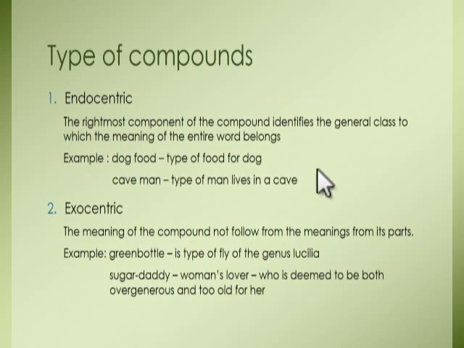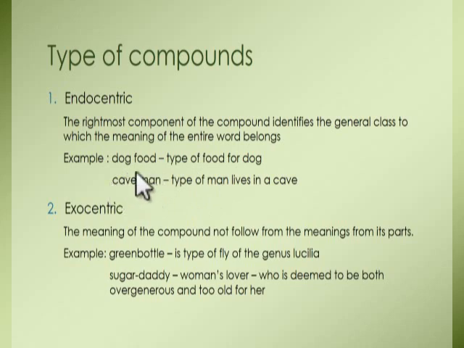So the types of compound are divided into two. The first is endocentric and the second one is exocentric. In an endocentric compound, the rightmost component of the compound identifies the general class to which the meaning of the entire word belongs. Like dog food. This is a type of food for dogs. So the meaning is taken from those words. Okay, caveman. This is a type of man that lives in a cave.